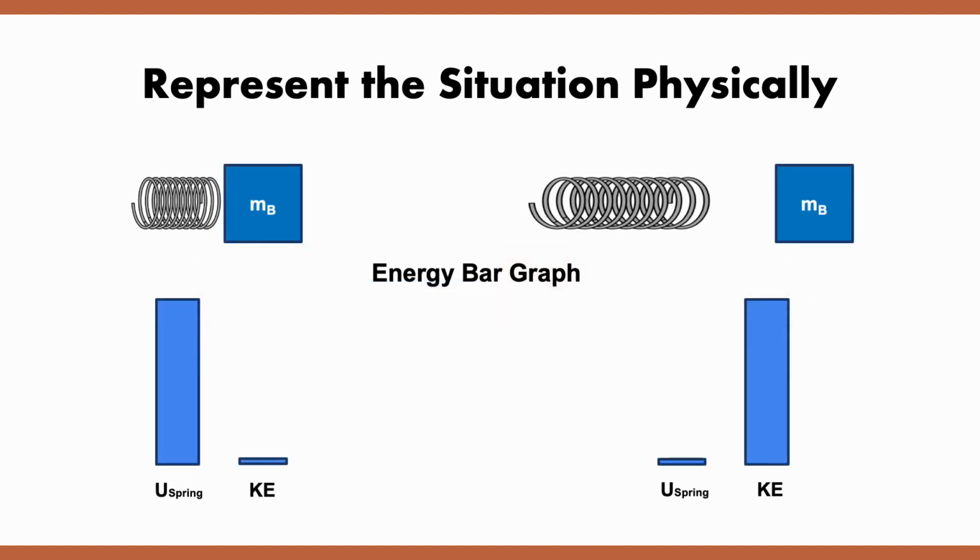We drew an energy bar graph for that first interaction, which is solely within the spring and the blue box. With the initial position of that spring, we know there's a lot of potential energy because it's already compressed, and the kinetic energy is really low. Once the box moves away from it, the kinetic energy does increase and the potential energy does decrease.